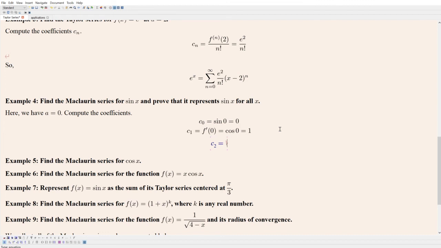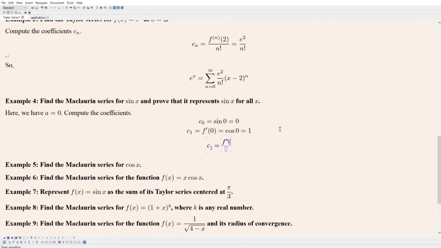Okay, c2 is going to be f double prime at 0 divided by 2. So that begs the question, what is f double prime? Well, the first derivative of sine is cosine, so the second derivative is negative sine. So negative sine 0 over 2. Oh, wouldn't you know it, that's 0 again.